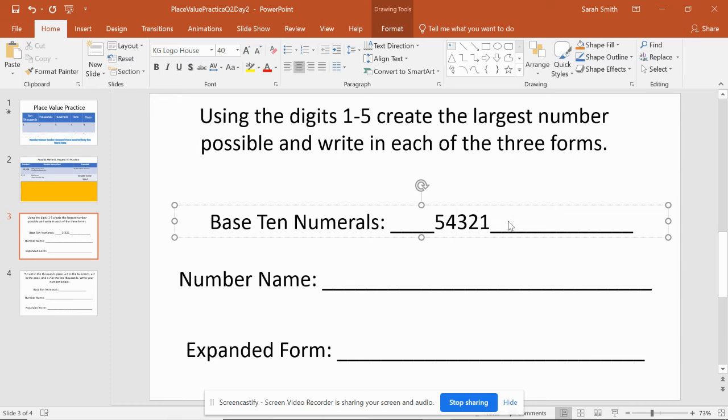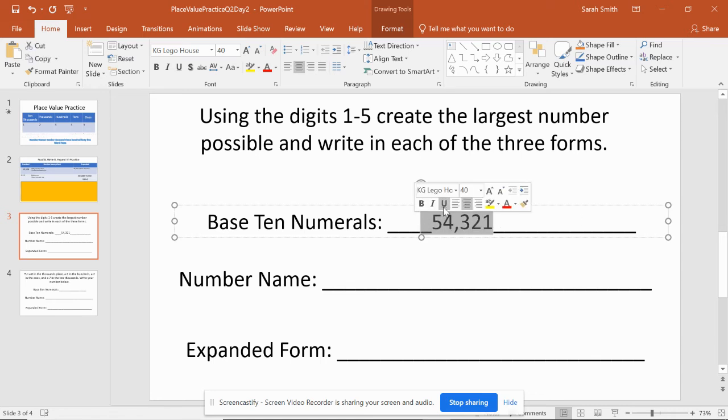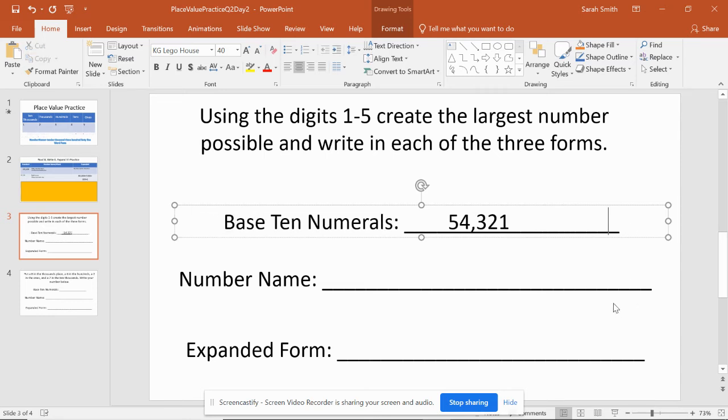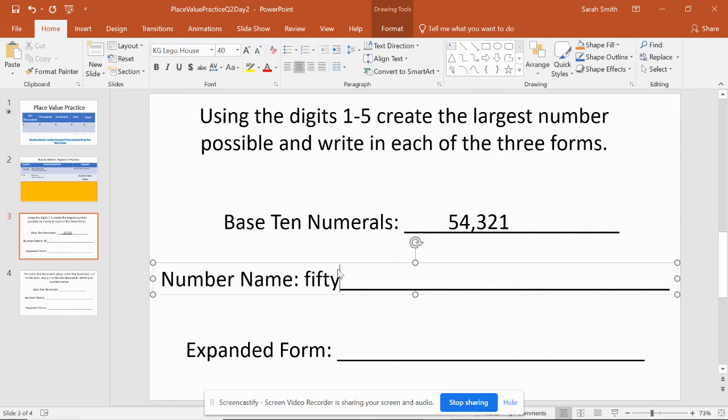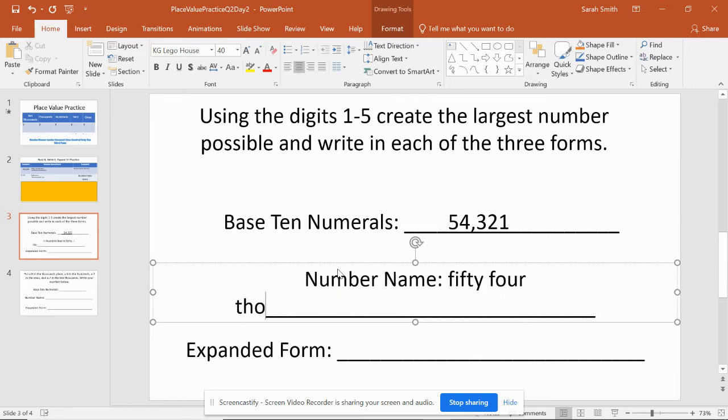So I now know, okay, this is 54,321. I got it. Bing, bang, boom. So now I'm going to write my number name. It's probably going to yell at me about the lines, but that's okay. So 54, ooh, girl, 54,000. I'll fix it in a second, guys.